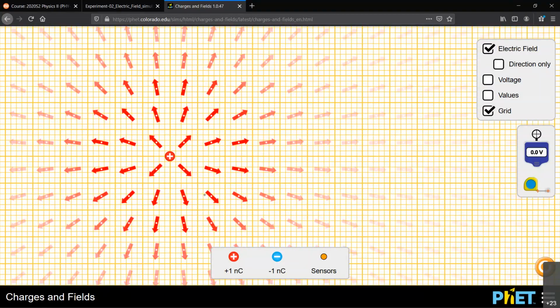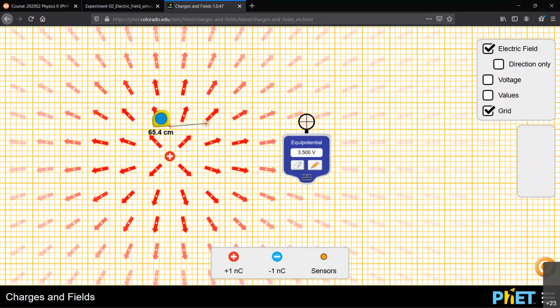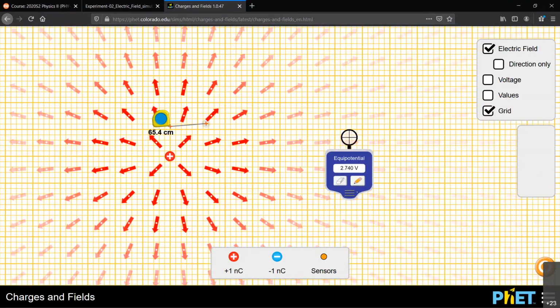Now around this charge, if I measure voltage at different locations, you can see this is an equipotential voltmeter, the voltage sensor. There are two selection tools on your right hand side. One is just a tape, which you can click and drag to measure distances. The other one, this square shaped item, is actually a potentiometer.